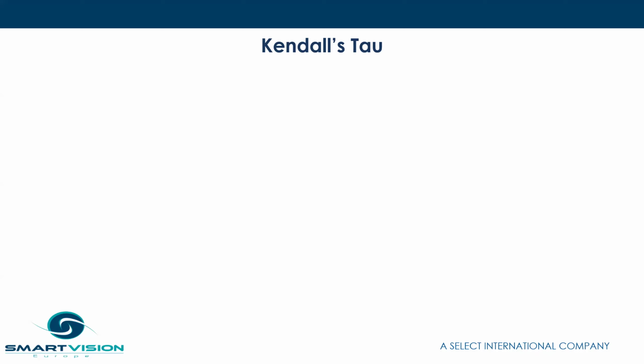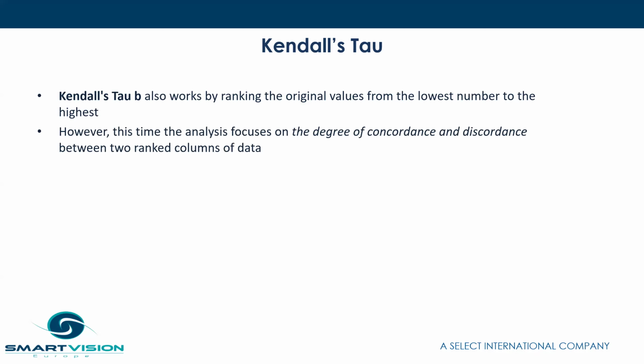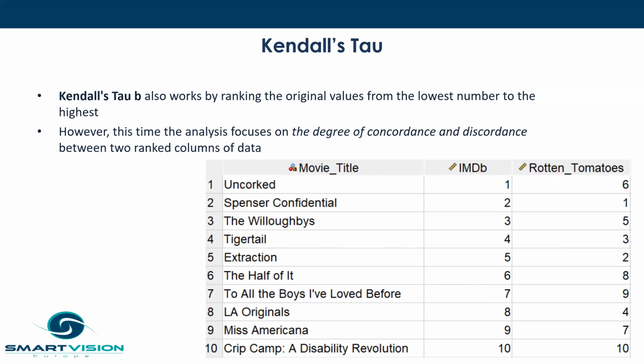Some people think of Spearman's as a bit basic, kind of quite simplistic, and it is quite simplistic because it's just taking the ranks. Kendall's tau b works by ranking the original values from the lowest number to the highest, but this time the analysis focuses on what's called the degree of concordance and discordance between the two ranked columns of data. That means kind of the degree of agreement.